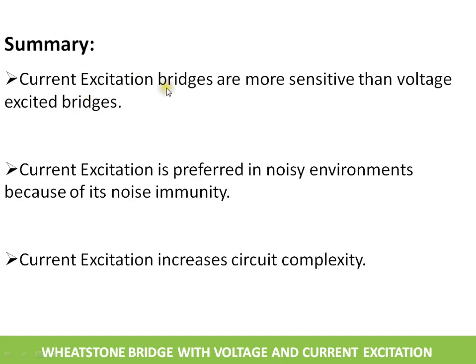So this is the summary. Current excitation bridges are more sensitive than voltage excitation bridges, which we have seen, because there is no denominator R in the current excitation outputs. Current excitation is preferred in noisy environments because of its noise immunity. At the same time, despite these advantages, it increases the circuit complexity. So depending upon the user requirement and the application requirement, the type of excitation needs to be selected.